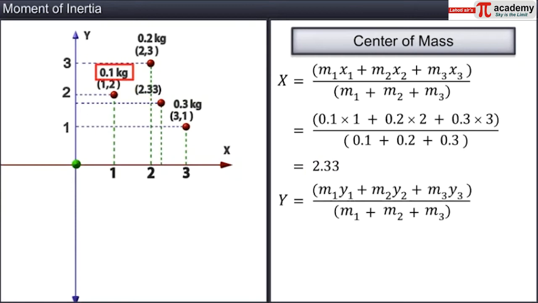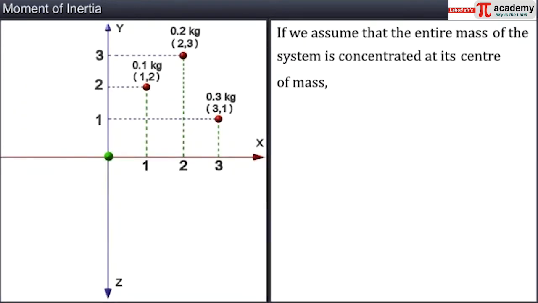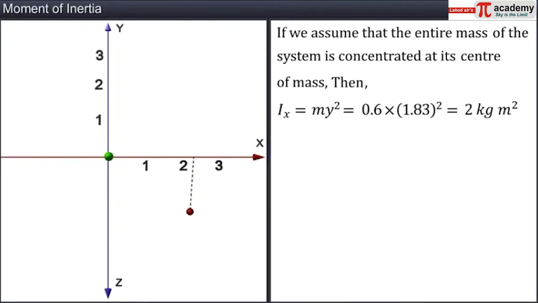And y is equal to m1 y1 plus m2 y2 plus m3 y3 by m1 plus m2 plus m3, which is equal to 0.1 into 2 plus 0.2 into 3 plus 0.3 into 1 by 0.1 plus 0.2 plus 0.3, equal to 1.83. If we assume that the entire mass of the system is concentrated at its center of mass, then Ix is equal to m y squared, which is equal to 0.6 into 1.83 squared, equal to 2 kilogram meter squared.